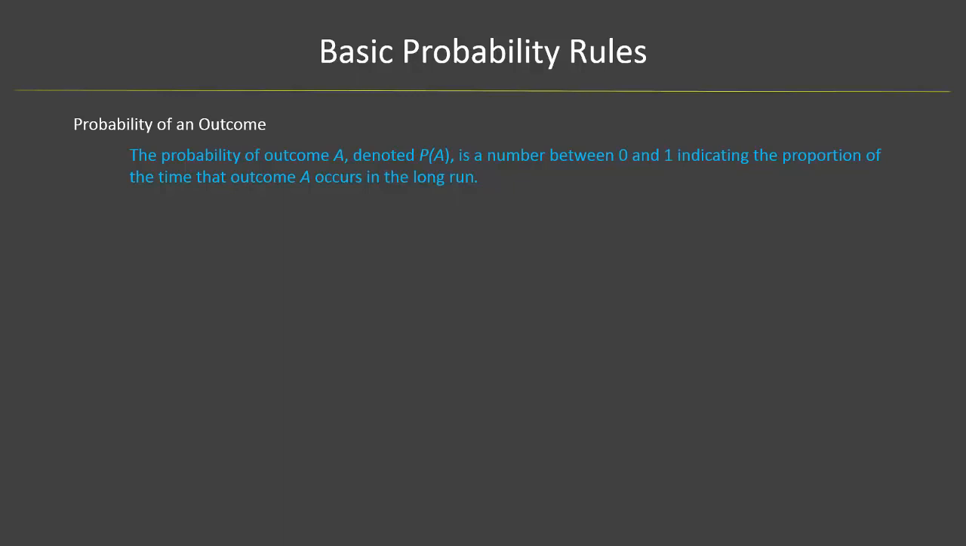One thing to note here is that all probabilities are between 0 and 1, with 0 meaning the outcome never occurs and 1 meaning the outcome is guaranteed to occur.